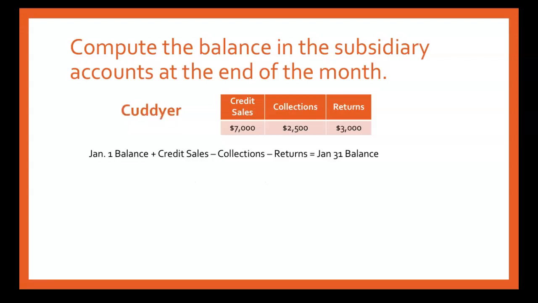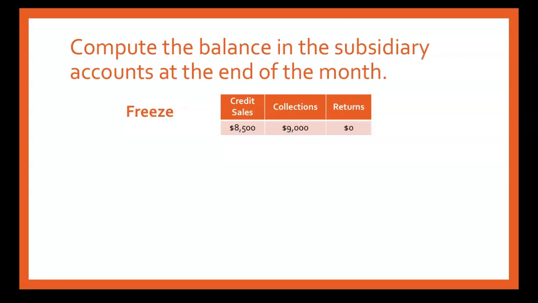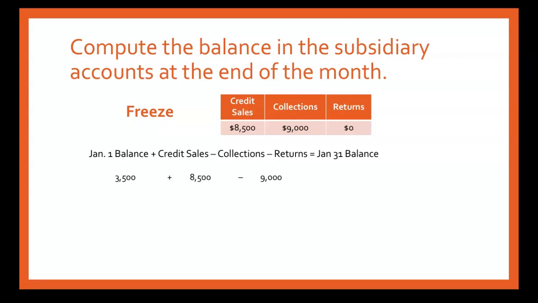Now Kadire, they started off with $2,500, credit sales worth $7,000, $2,500 of collections, and $3,000 of returns, gives us an ending balance for Kadire of $4,000. And then Freeze, we figured out that their January 1st balance was $3,500, $8,500 of credit sales, $9,000 in collections. They didn't have any returns, and so they owed $3,000 at the end of the month.